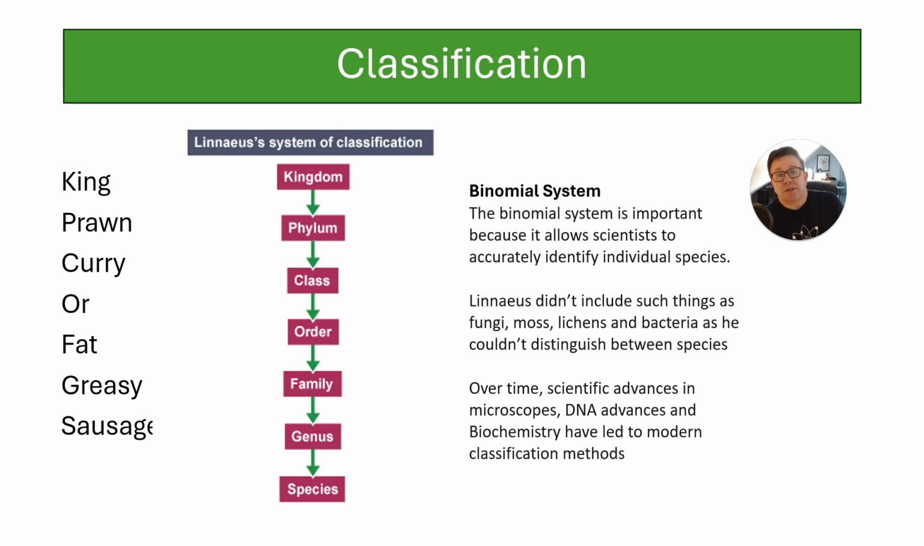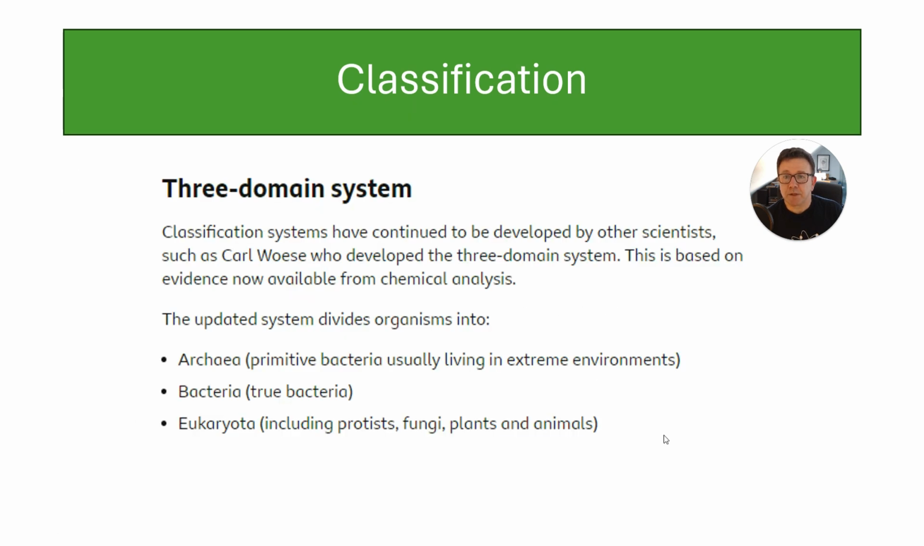Linnaeus didn't look at other things. He only looked at major animals and plants. He didn't really look at fungi, moss, lichens, bacteria. He couldn't distinguish between them because they didn't have the technology to look at that. These days we've got DNA advances, biochemistry, and better microscopes for better classification.